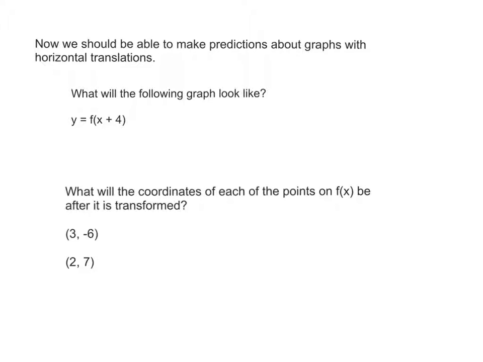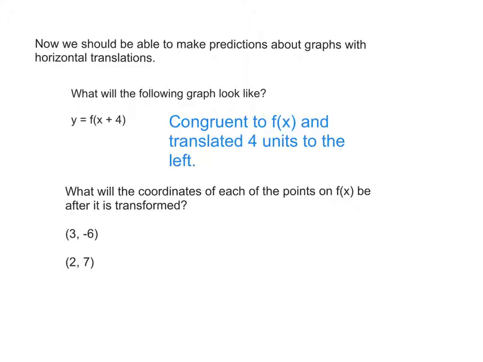Okay, a couple last questions here. Now we should be able to make predictions about graphs with horizontal translations. What will the following graph look like? Y equals f of x plus 4. Yeah, congruent to f of x, but moved 4 units to the left. What will the coordinates of each of the points on f of x be after it's transformed? So what's the mapping rule for this one?